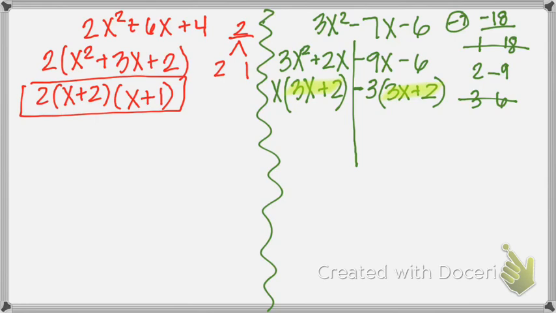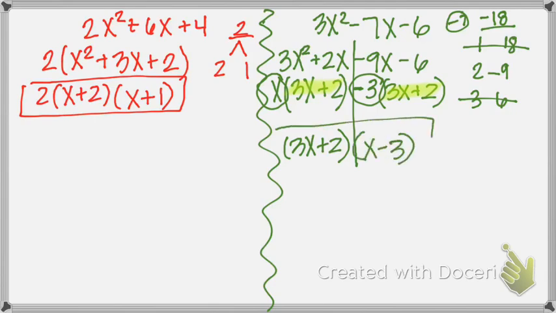Once you have your parentheses, you write down that factor, and then your other factor is made up of the terms on the outside. So x and a negative 3. So this would be your answer, without the line down the middle, obviously. But (3x + 2)(x - 3).